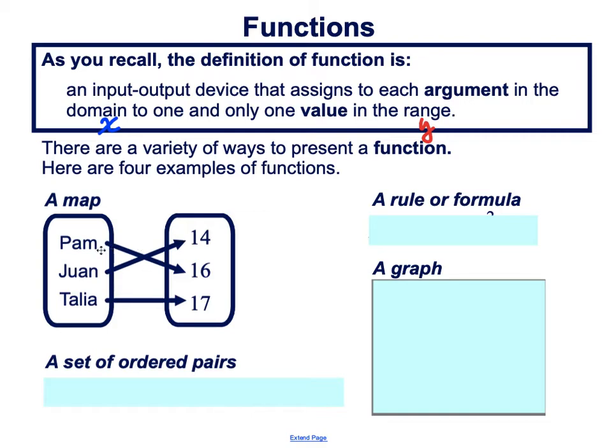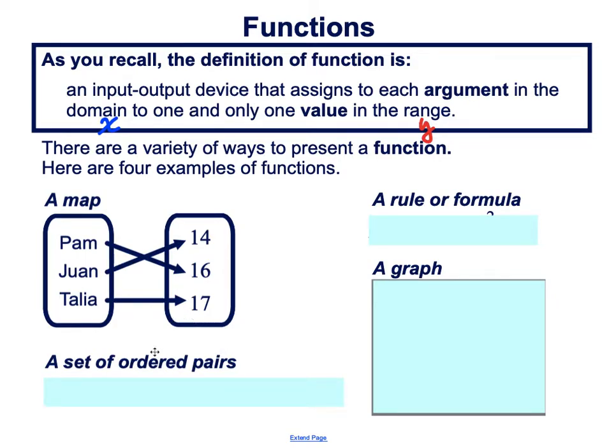In this story, Pam is scoring, say, 16 points. Say this was a basketball game. Juan is scoring 14 points, and Talia is scoring 17 points, which is possible, right? So each domain is assigned to one and only one range.